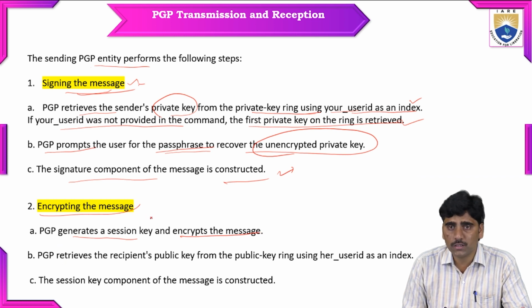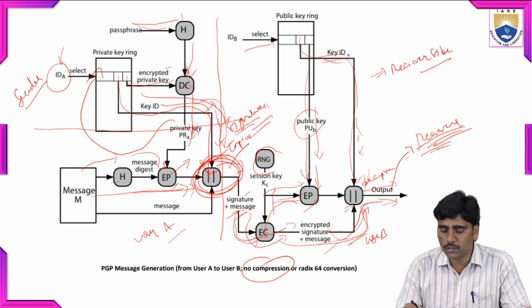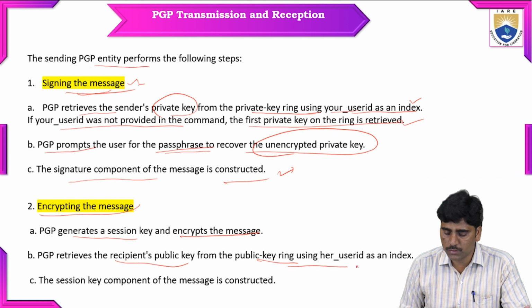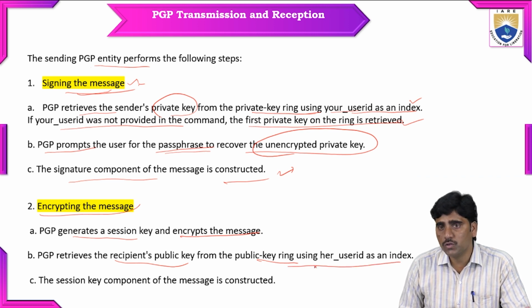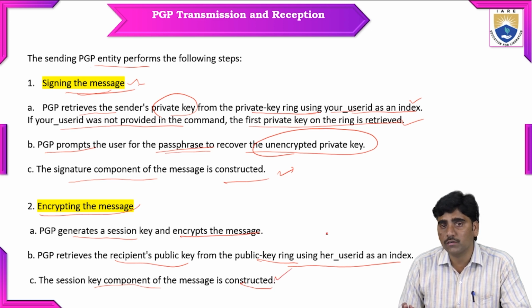PGP retrieves the recipient's public key from the public keyring. So here from the public keyring, the public key is retrieved to the receiver side. With that public key, he can decrypt that message. So that is what we mentioned here. The public keyring is used here, with the user ID as an index. So the session key component of the message is also constructed.